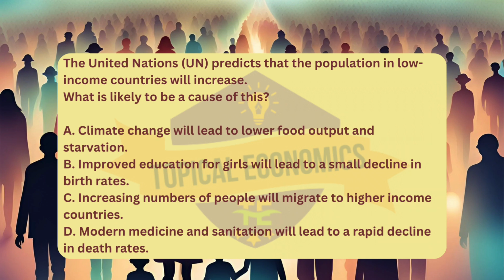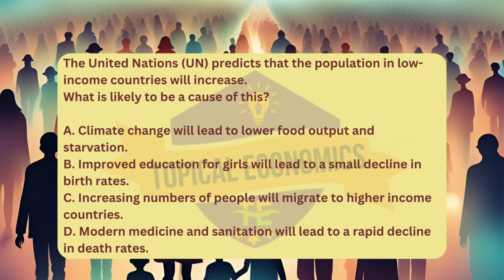Analyzing the other options. Option A. Climate change will lead to lower food output and starvation. While climate change may affect food security and lead to adverse effects like lower food output in some areas, it is unlikely to be a primary cause of population increase. In fact, food shortages and starvation tend to increase mortality rates, which would not contribute to population growth. The prediction of population increase is more related to improvements in health and survival, rather than negative impacts like food shortages.